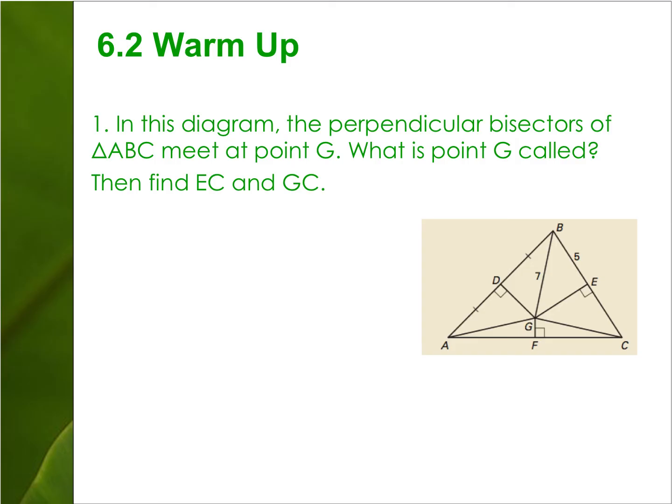Now in section 6.2, this is where we started talking about the points of concurrency. So in this diagram, the perpendicular bisectors of triangle ABC are all meeting at point G. Here's where we need to apply our knowledge, and we need to know what is the point of concurrency called when all three perpendicular bisectors meet there. And we know that point G is called the circumcenter. So again, you should know that the perpendicular bisectors, their point of concurrency is the circumcenter.